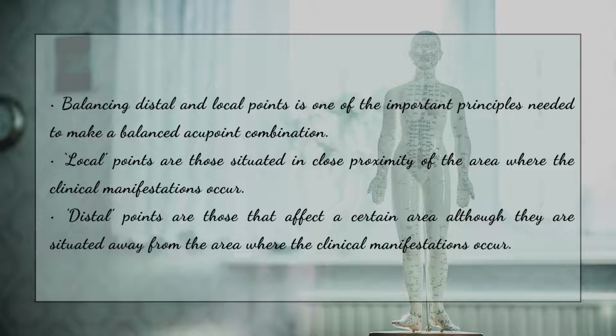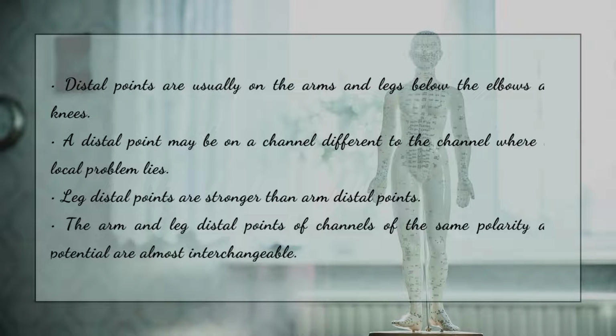Local points are those situated in close proximity of the area where the clinical manifestations occur. Distal points are those that affect a certain area, although they are situated away from the area where the clinical manifestations occur. Distal points are usually on the arms and legs below the elbows and knees. A distal point may be on a channel different to the channel where the local problem lies.